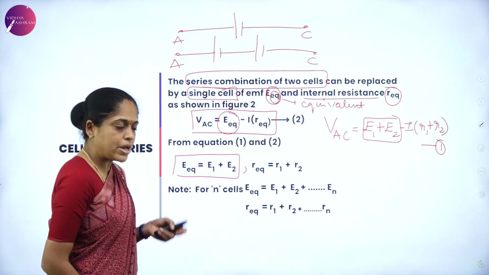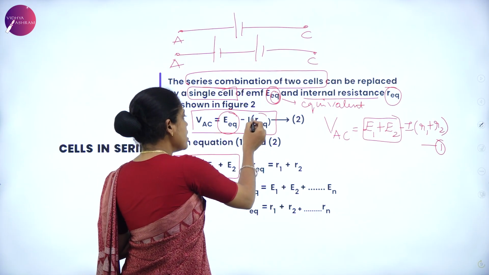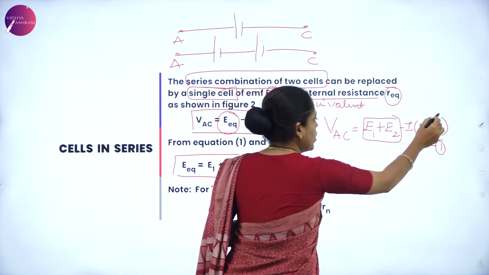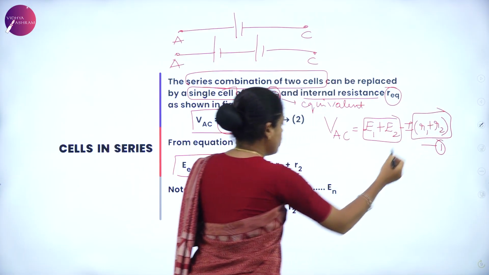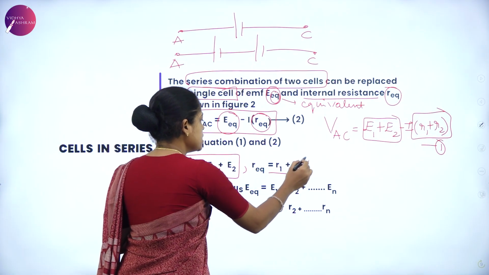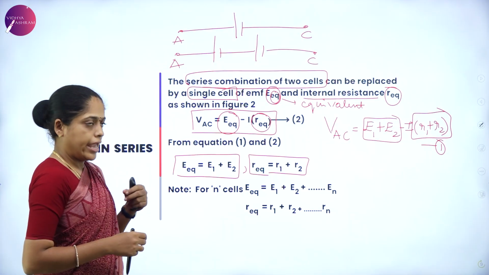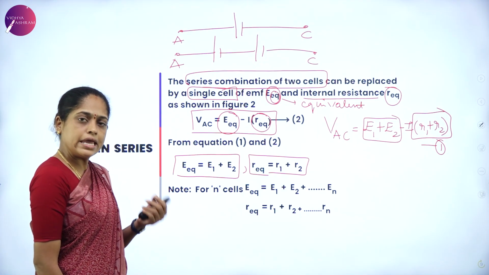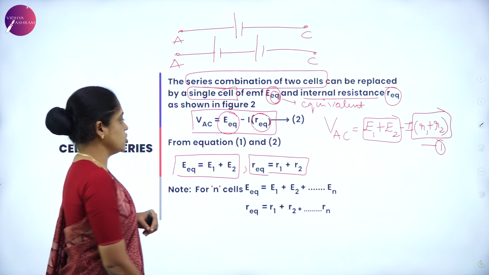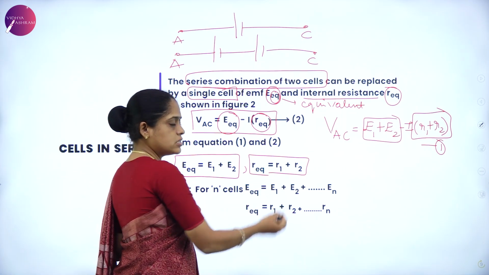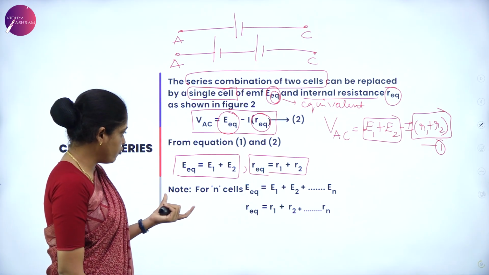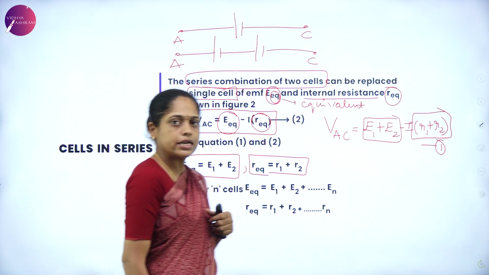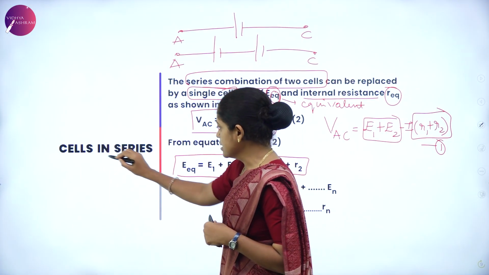In the same way, compare and find out REQ. In the place of REQ, what do we have in equation 1? We have R1 plus R2. So, the equivalent internal resistance of two cells in series combination is given by R1 plus R2. This is the expression for the equivalent EMF and equivalent internal resistance in series.